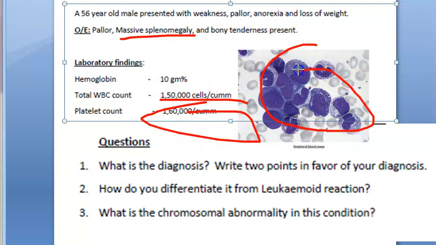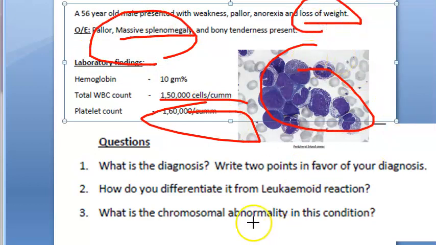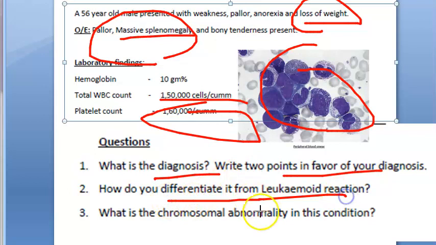Here you can see a lot of myeloid precursors. There are no Auer rods. There is massive splenomegaly. So you can say loss of weight, etc. So it seems like a chronic condition. So chronic myeloid leukemia. Two points in your favor we already mentioned. Differentiate from leukemoid reaction, we have differentiated.